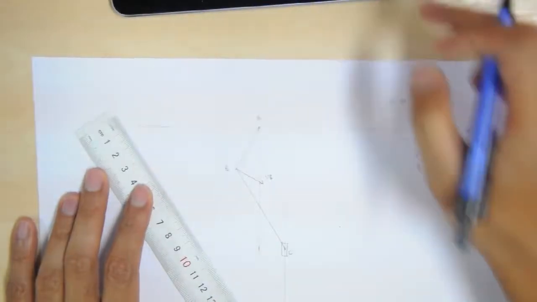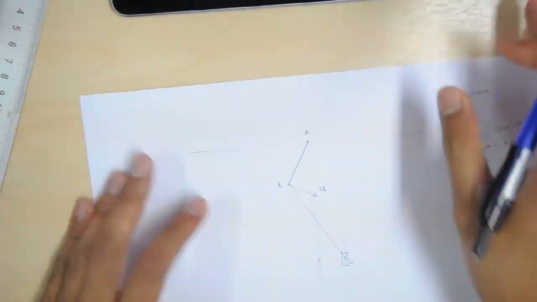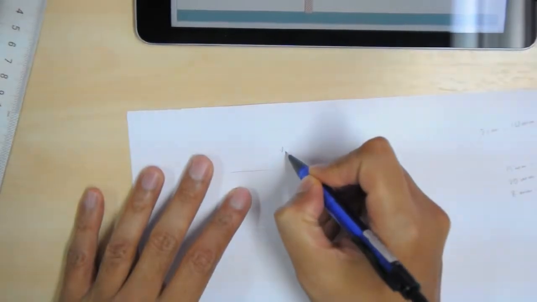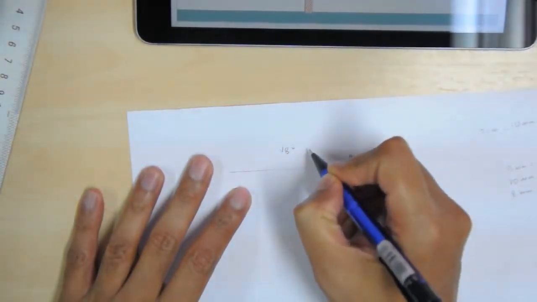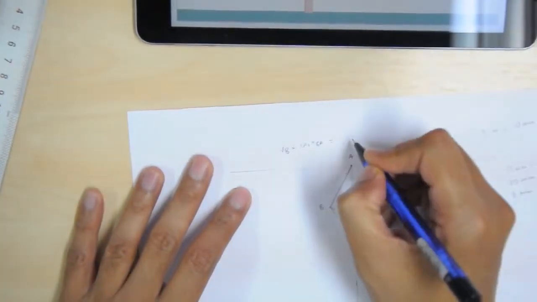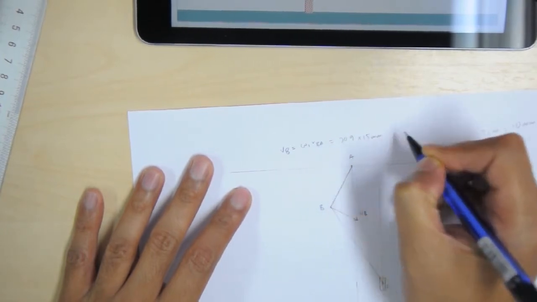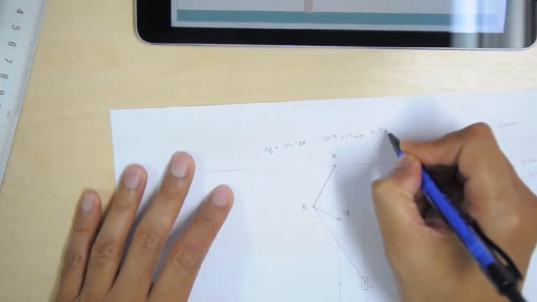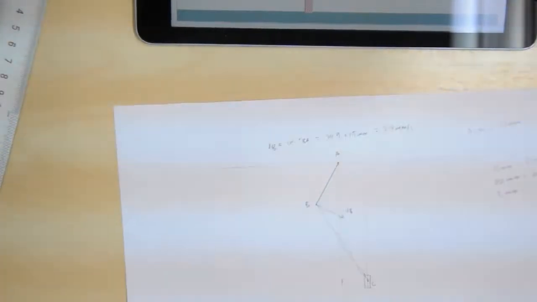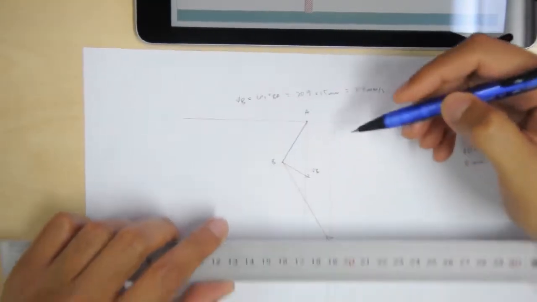VB, and we can calculate VB based on this slide again. VB equals omega 1 times RBA, which equals 20.9 times 15 mm, so it equals 314 mm per second. Right. Okay. Now we have this direction already.